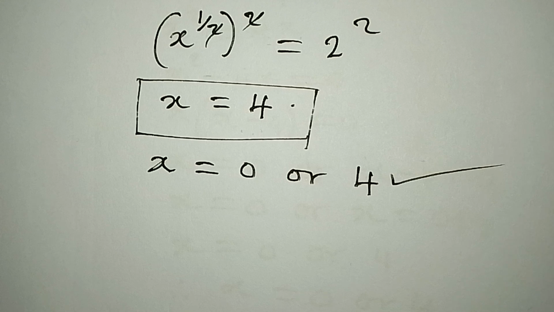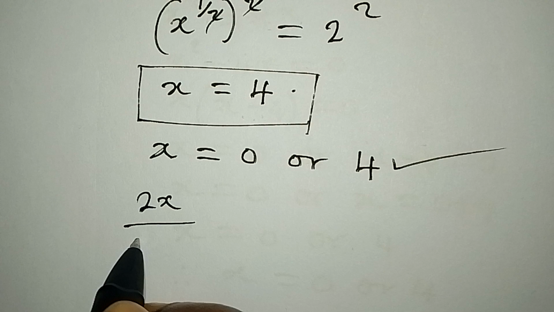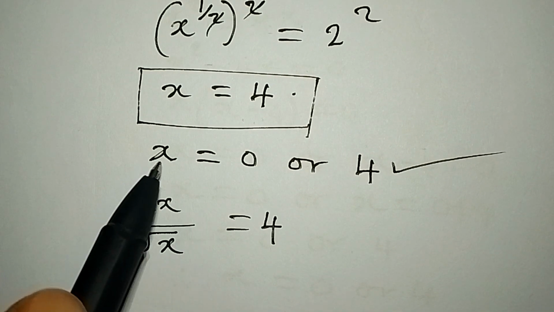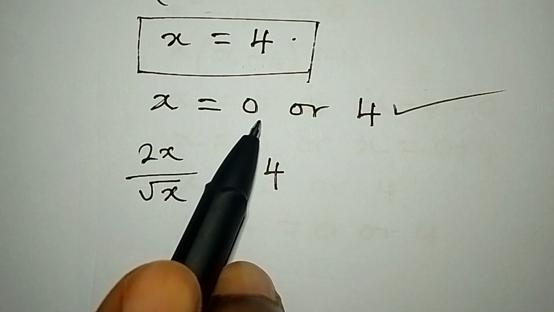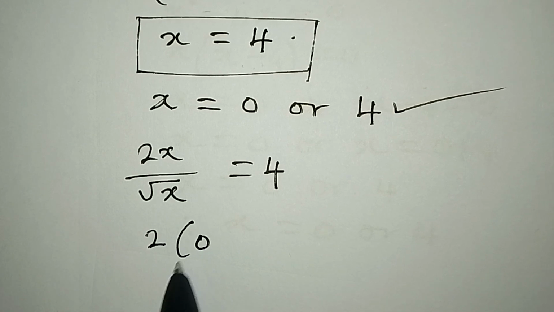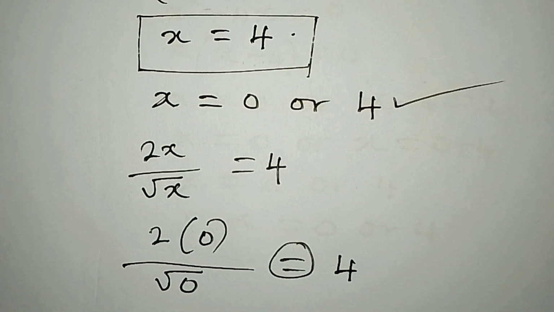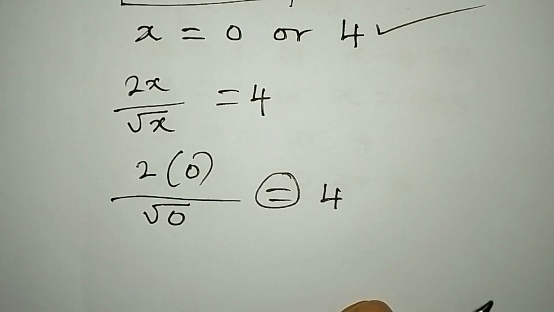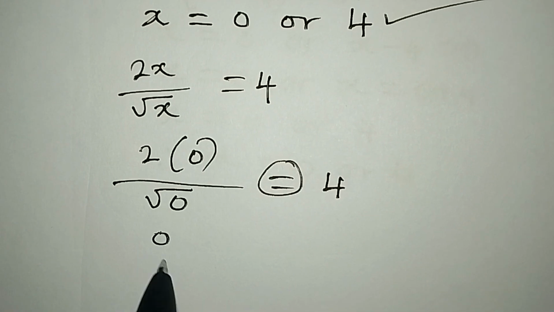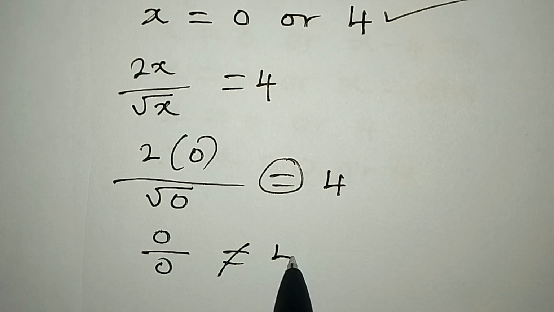But let's confirm. Let's go back to the equation and confirm. We had 2x over square root of x equals 4. Now, if we apply what we have in the first method, we can substitute the value of x as 0 into this. So it will be 2 into 0 over square root of 0. Will this give us 4? Okay, let's try this. So it's going to be 2 times 0, that will be 0, over square root of 0 is still 0. And this can never be equal to 4.